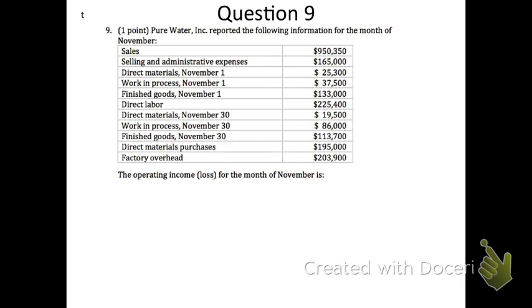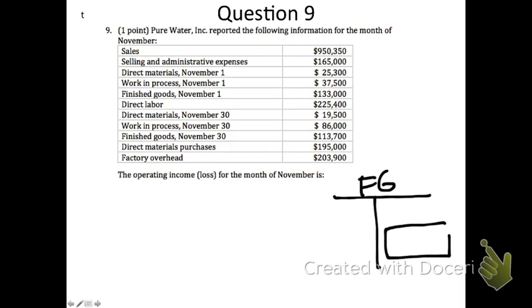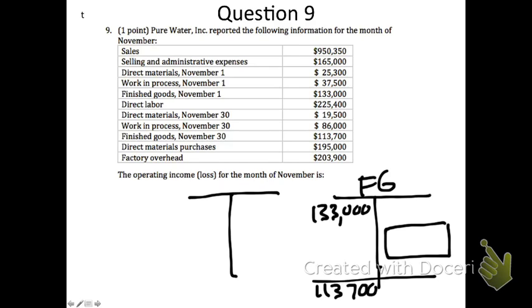So let's determine what cost of goods sold is. Well, let me go back. So cost of goods sold, draw some T accounts here. So cost of goods sold is going to be the amount coming out of finished goods. So this will be cost of goods sold. So what do we know about finished goods? Finished goods at the beginning was 133,000. Finished goods at the end of November was 113,700, but that's all we know. And so we know this has to be cost of goods manufactured. This is cost of goods sold.